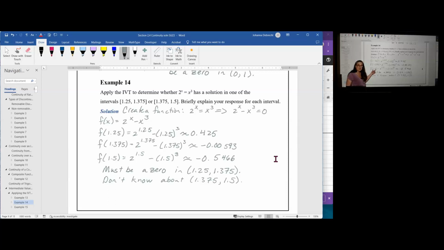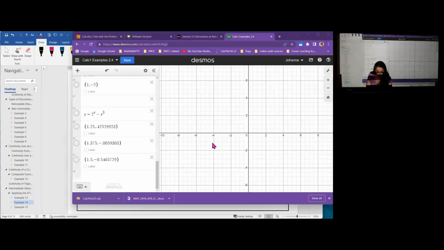Looking at the function value at 1.5, it's -0.55. Well, I'm guaranteed that between 1.25 and 1.5, there is a solution. But I am not guaranteed that there is an x-intercept over the interval 1.375 to 1.5. Let's now go ahead and take a look over here at these particular graphs, and then I'll show you something pretty amazing.